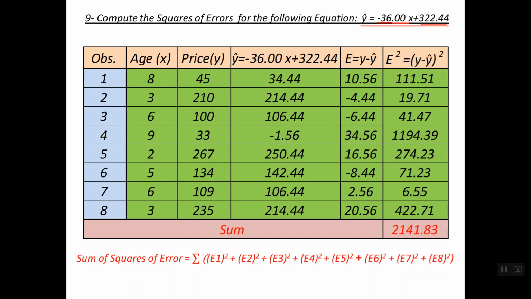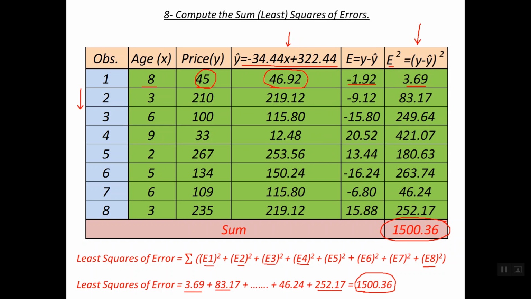The same here. This column represents the computation of the new predicted value of y with the new equation for the straight line. So we have this value, then we compute the error, then we square the error, and do the same for all the 8 observations and take the sum of the squares of the error. You can simply see that the value of the squares of the error becomes greater. The value is 2141.83. So this is not the least. The least, we have it by using the formula of the regression line.